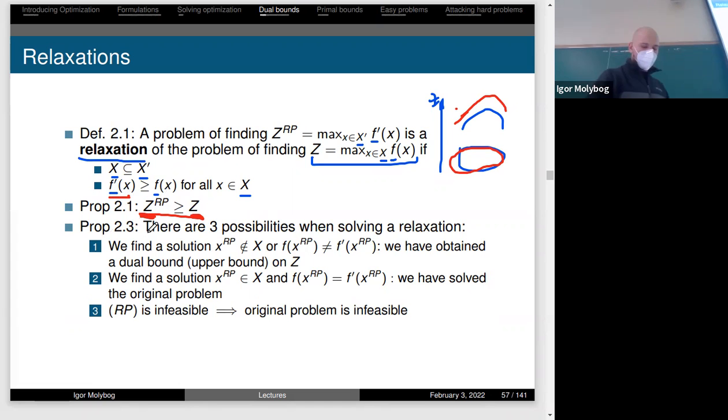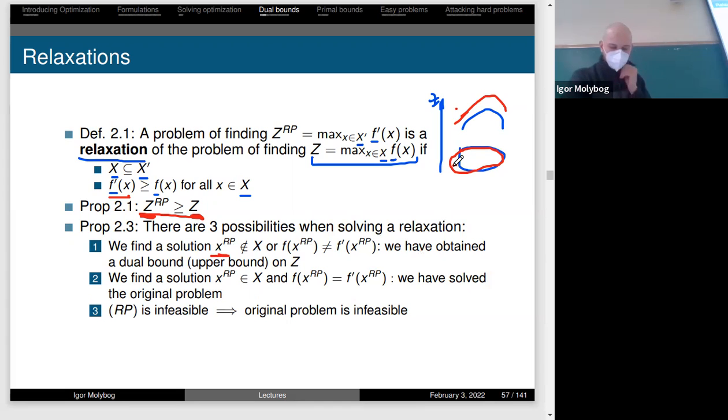The other property of relaxation is that there are three possibilities when solving a relaxation. First, you have found the solution to the relaxed problem, and it does not belong to the original set X. Let's say it's somewhere over here.